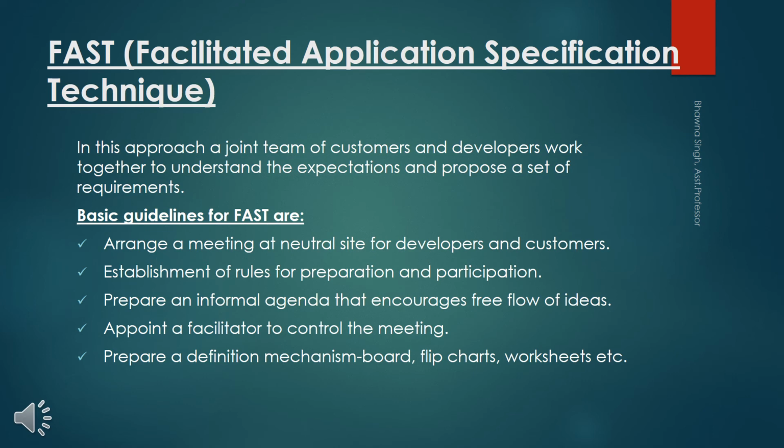There are basic guidelines for this activity. First of all, they arrange a meeting at a neutral site where both the developers and customers can come. Secondly, they announce all the rules and regulations for the meeting. Third, they prepare an informal agenda, which requires them to give the ideas that come to their mind. Then they appoint a facilitator to control the meeting. The facilitator is kind of a head or a leader who is responsible for handling the meeting. And at last, they prepare flip charts, flow charts, or worksheets, which make it easier for everybody to write their reviews, and everybody can see them.